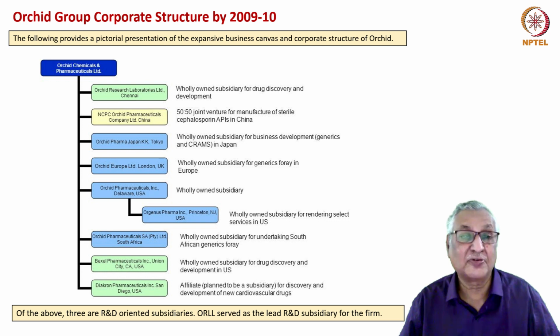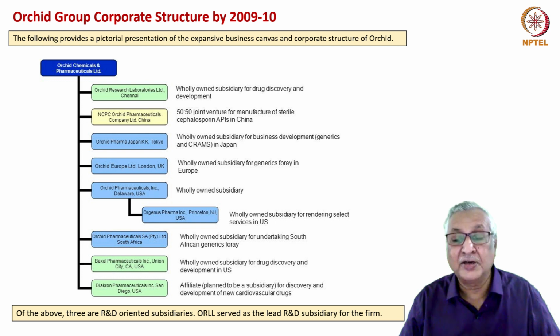The group structure itself was very elaborate and very imposing. This is a pictorial presentation of the expansive business canvas and corporate structure of Orchid. The three R&D oriented subsidiaries were also unique for their positioning in different therapeutic segments. Vexel Pharma focused on the metabolic diseases. Diacron focused on the cardiovascular diseases, and ORLL focused on a number of multiple therapeutic areas.